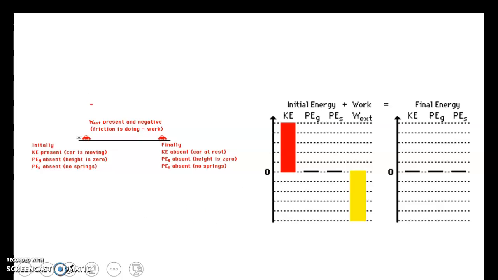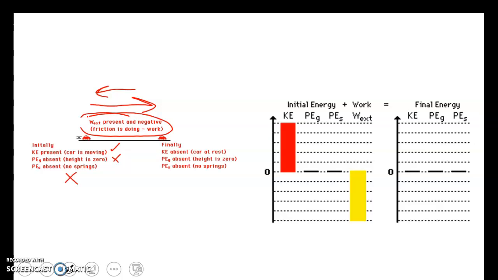So here we have a car traveling to the right, and we've got brakes that are doing some action there to slow us down. So let's look at initially. Car moving? Yes. Does it have height? No. Are there springs present? No. But there's going to be some negative work here, okay? There's going to be negative work.